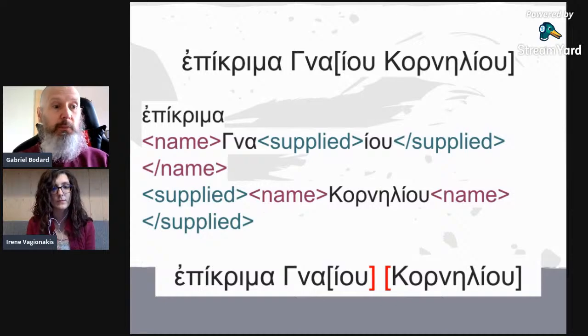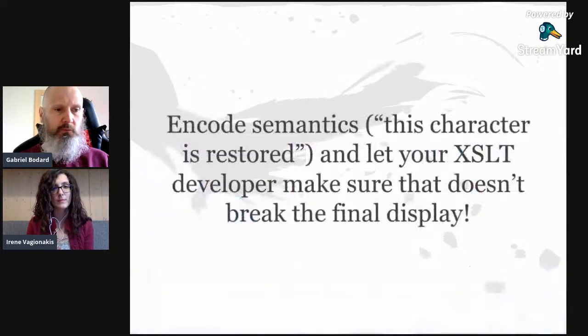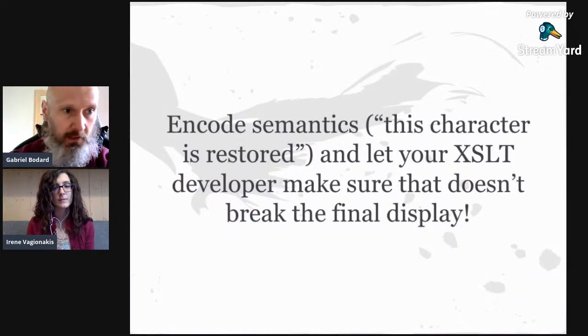And again, you might worry that is going to lead to a closing square bracket at the end of GNAU and an opening square bracket at the beginning of Corneliu, but that's not going to happen. The style sheet knows to drop those.